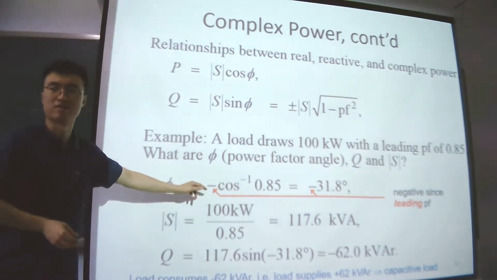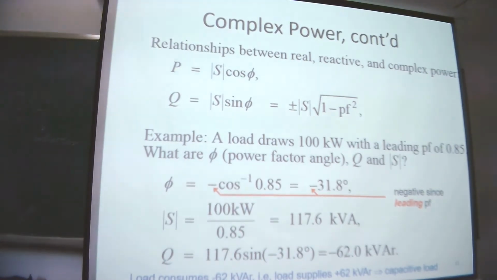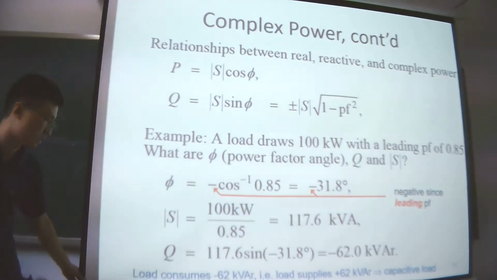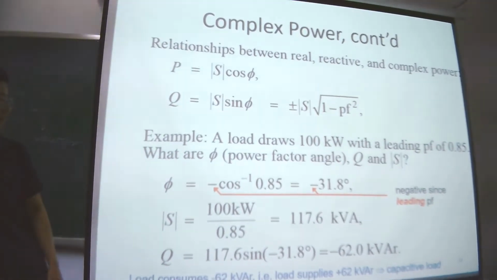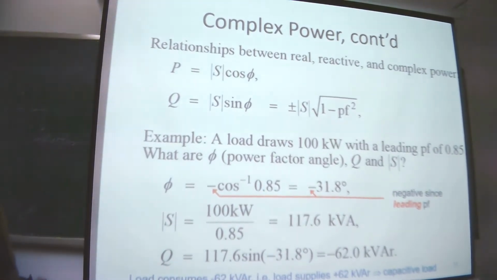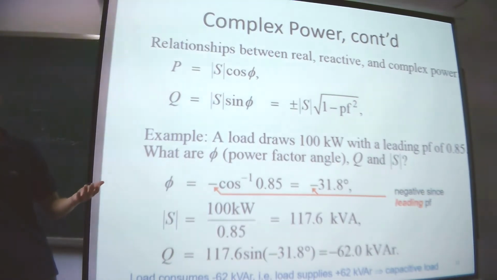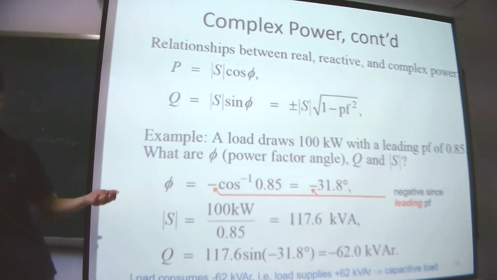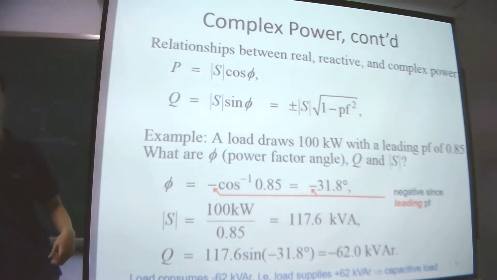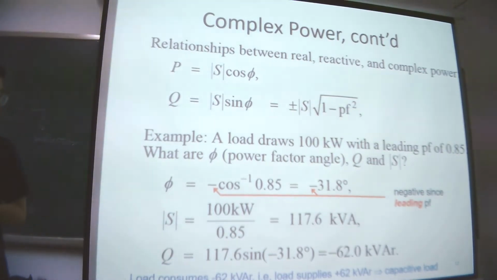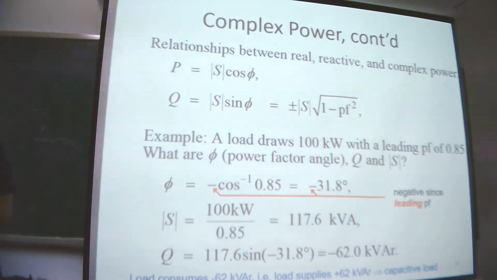So the minus is lagging. So the load consumes, and then you can get the reactive power: minus 62 kilowatt. Kilowatt just means that the load consumes. We consume the 62 kilowatt, we consume the positive, so that's why the load is negative here. So the capacity, right? Use the reactive power.